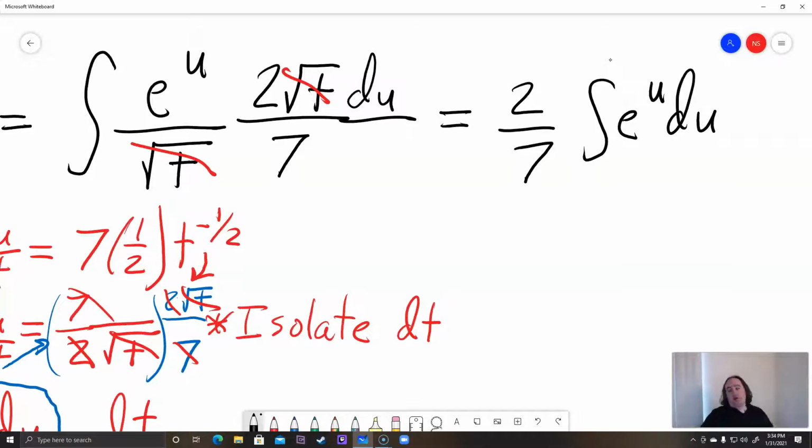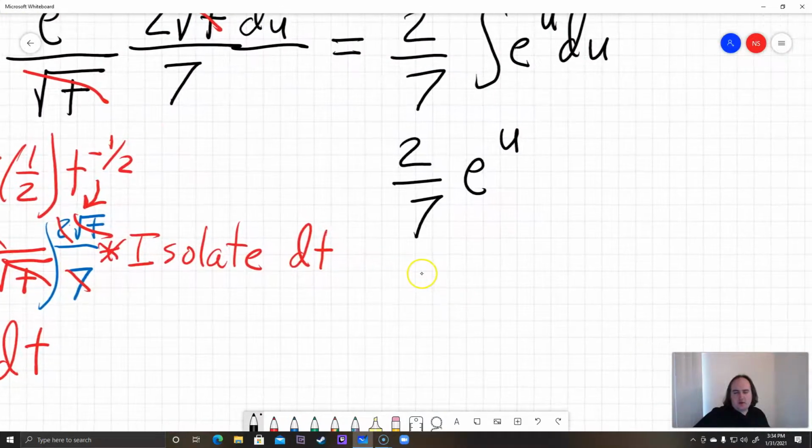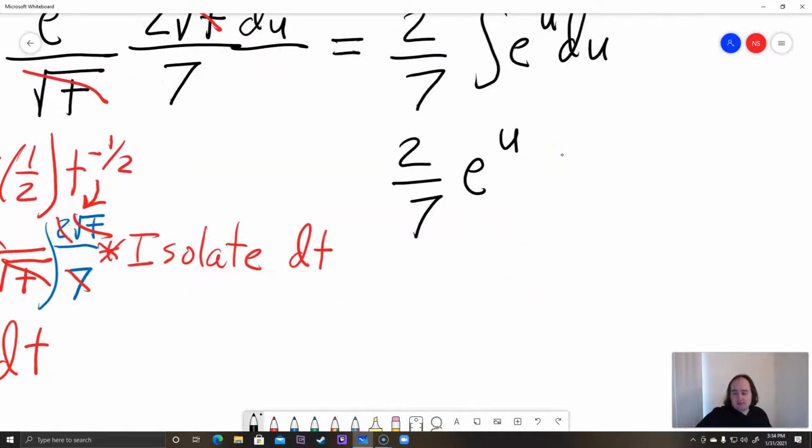Okay, and of course, the integral of e to the u du is just e to the u. So we have 2 over 7 times e to the u. And then remember, this one is an indefinite integral because it doesn't have any limits of integration. So because there's no numbers to plug in at the end, you're going to go ahead and write plus c, which is a constant.